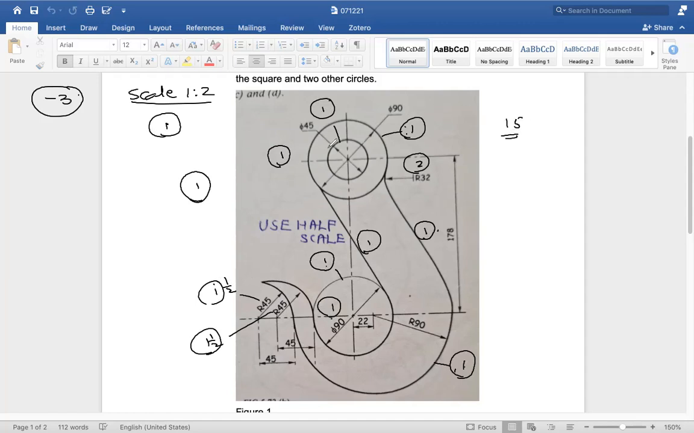So make sure that you do it accordingly. Use half scale. This you have to write, and use all the dimensions divided by 2, and put the original dimension when you're putting it.